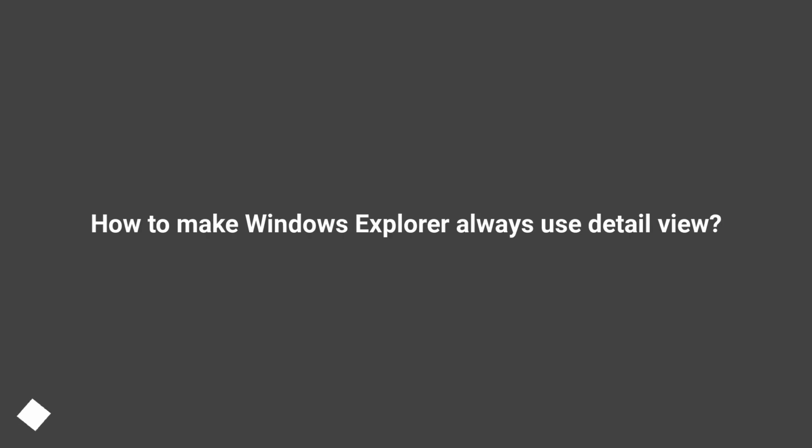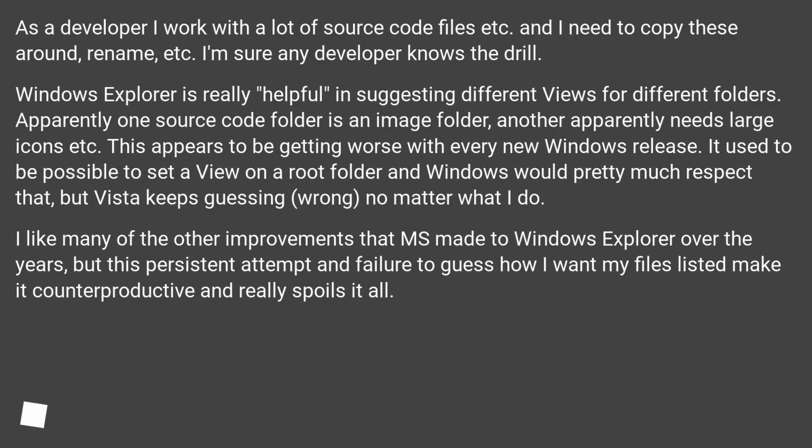How to make Windows Explorer always use detail view. As a developer, I work with a lot of source code files, etc., and I need to copy these around, rename, etc. I'm sure any developer knows the drill. Windows Explorer is really helpful in suggesting different views for different folders. Apparently one source code folder is an image folder, another apparently needs large icons, etc.